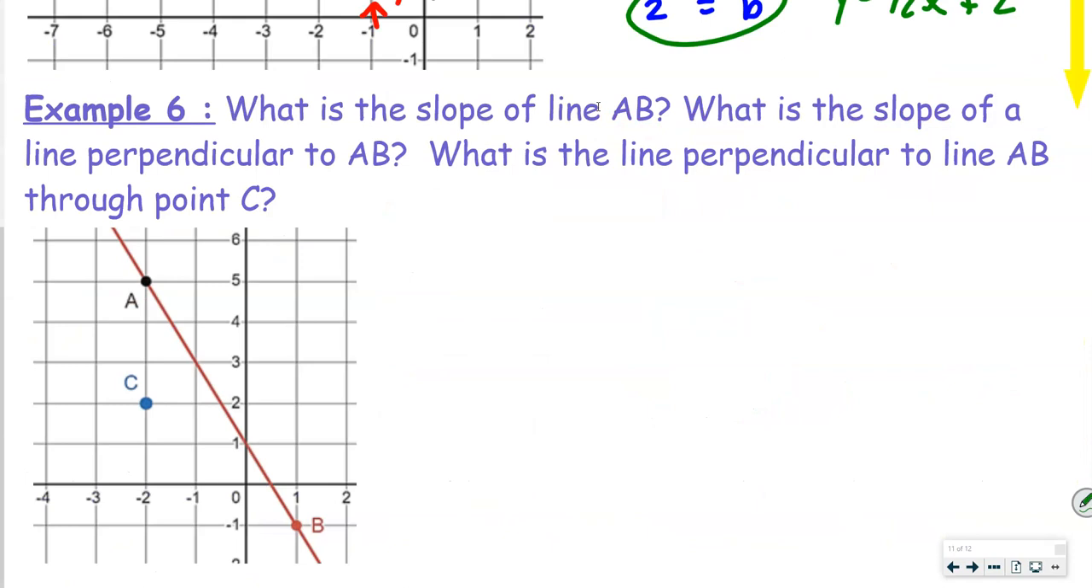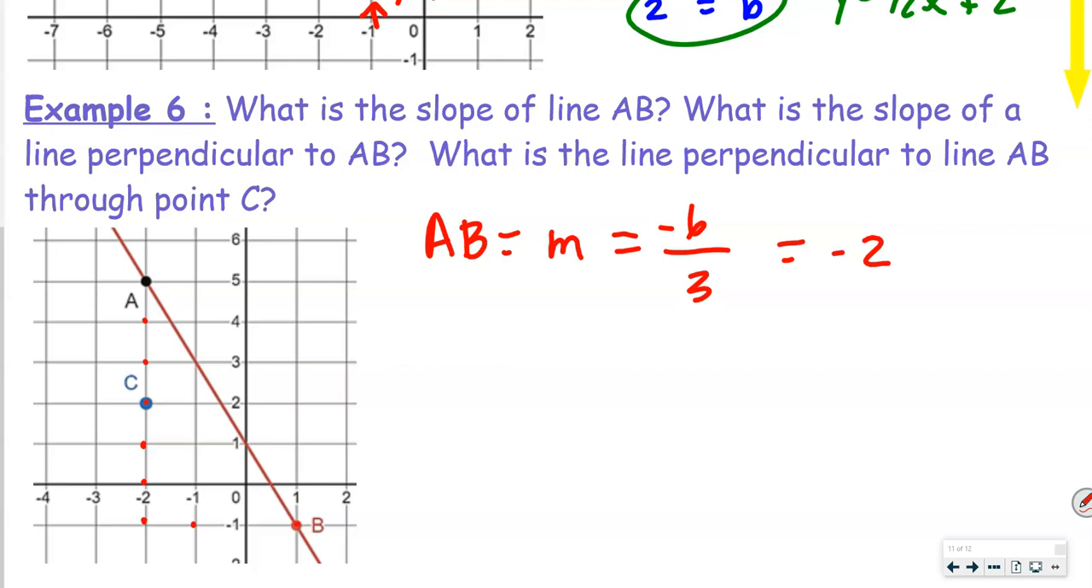But a little different because it says what is the slope of AB, what is the slope of a line perpendicular to AB, and then what is the line perpendicular to AB through point C. So once again, we're going to find the slope of AB. What is the slope of AB? Okay, so we're going to count 1, 2, 3, 4, 5, 6 down, rise over 1, 2, 3 over. So now notice that's -2. And again, that line does fall from left to right, doesn't it?